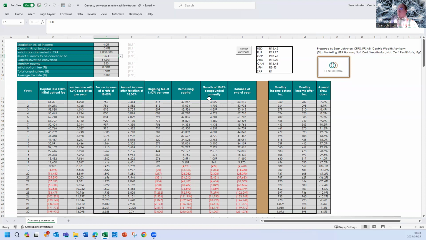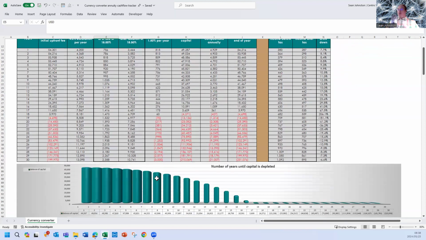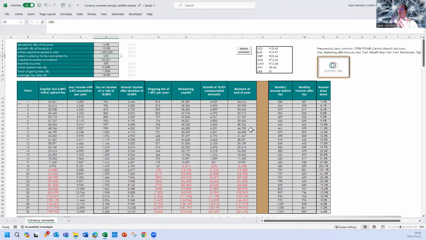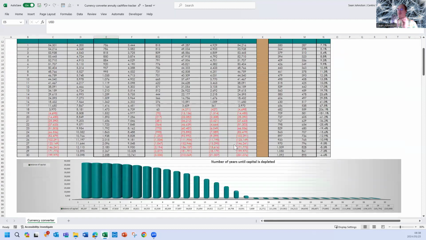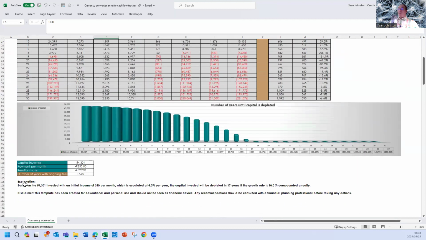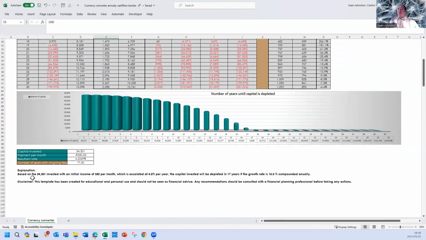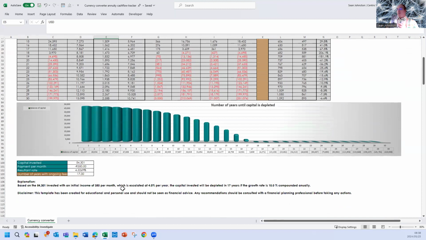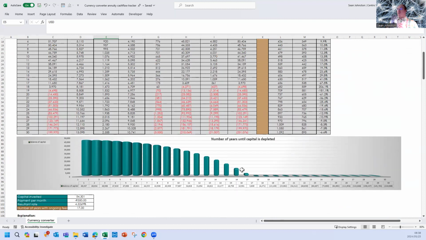But nevertheless, if it does work on your computer, then you're welcome to go through this and just play around, watch this video and do the example with me. There's an explanation over here. So based on 54,301 invested with an initial income of 350, just bear in mind, it's dollars, which escalated at 4% a year. The capital is depleted in 17 years, and the growth rate is 10% compounded.